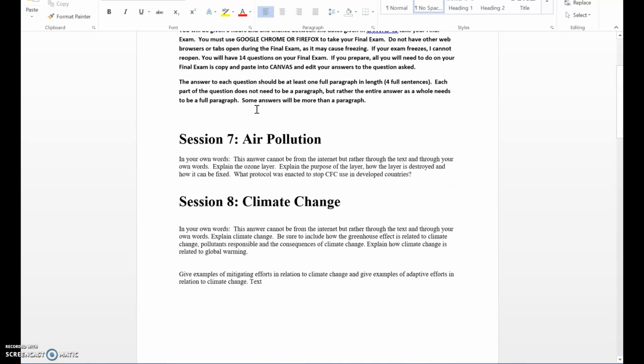So for the first session, air pollution, the question is in your own words. Remember, this answer cannot be from the internet, but rather through the text and through your own words. Explain the ozone layer, explain the purpose of the layer, how the layer is destroyed and how it can be fixed, and what protocol was enacted to stop CFC use in developed countries. You'll want to make sure that you're detailed in that answer.